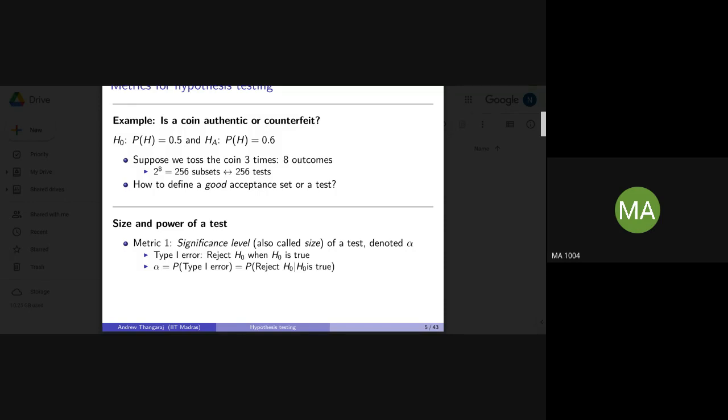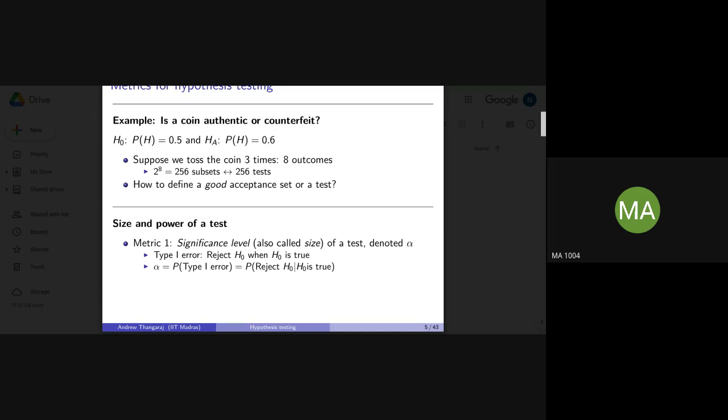So, the significance level of the test, which we also call the probability of making the type 1 error, or the size of the test. It is defined as: when you reach a conclusion and reject H naught even though in reality your null was true. That is called the significance level of the test.